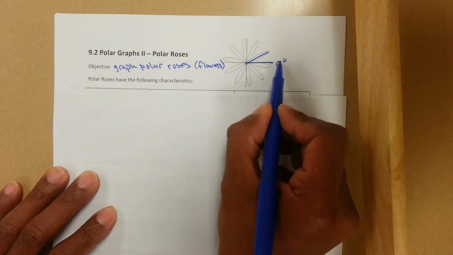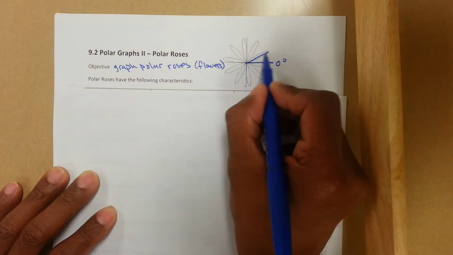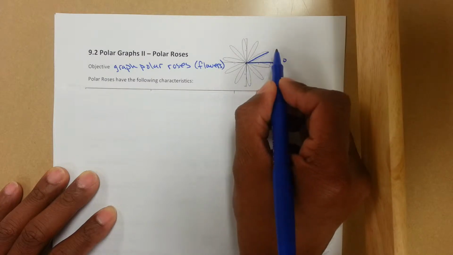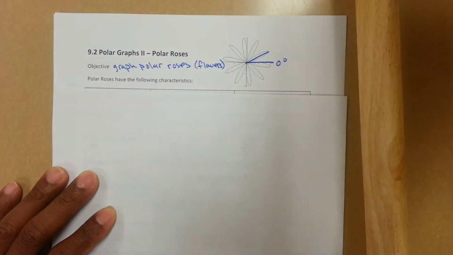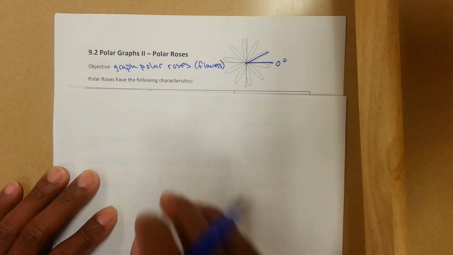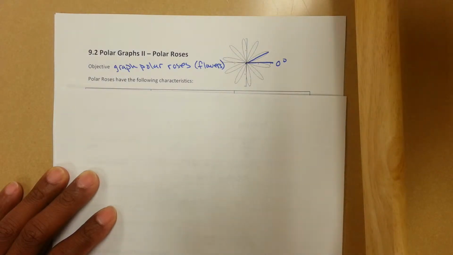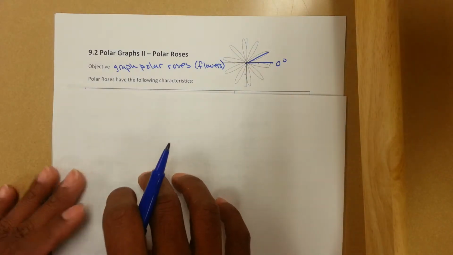Sometimes the petal might start off at the 0-degree mark. Sometimes the petal might start off at some other angle, just like we have in this picture. So every single flower is going to be different. Now the first thing you need to be able to do is tell whether your equation is going to be a polar rose or not.